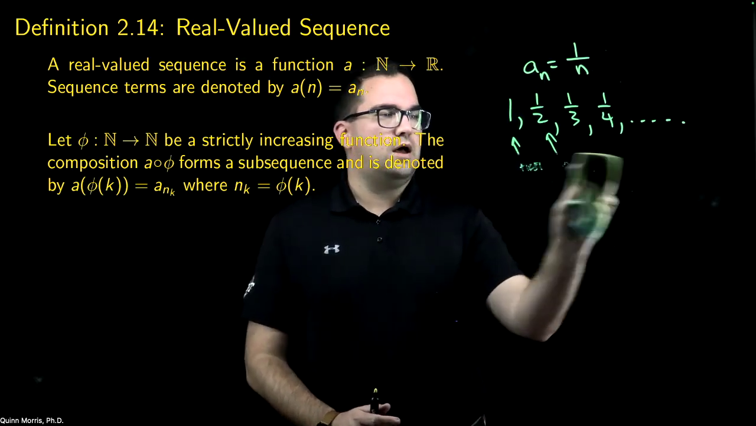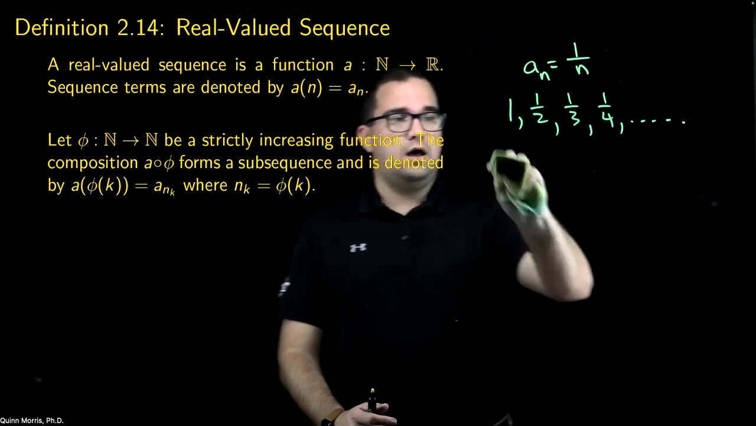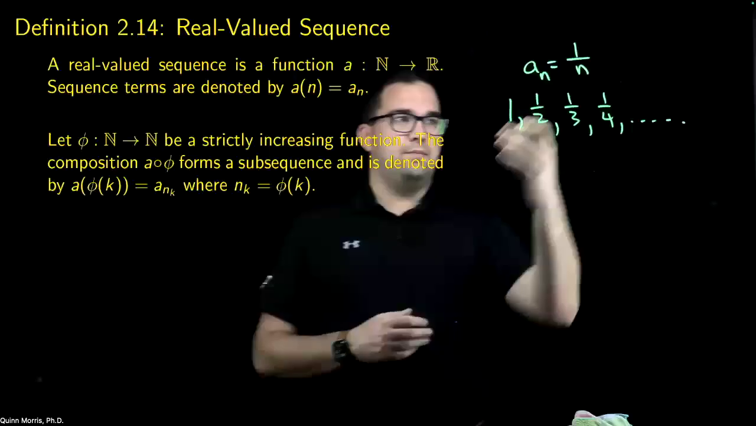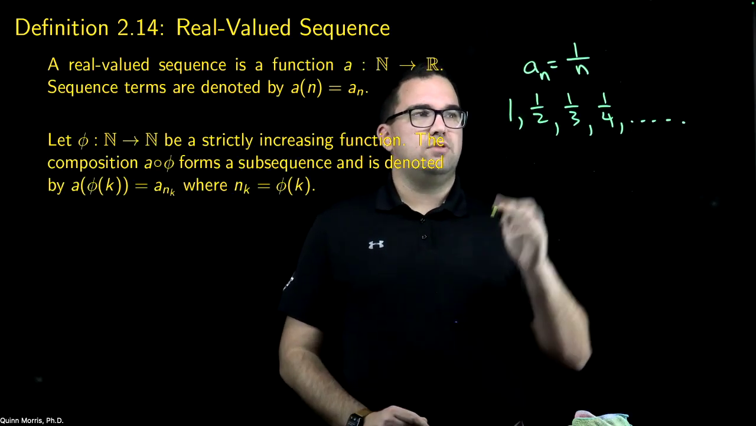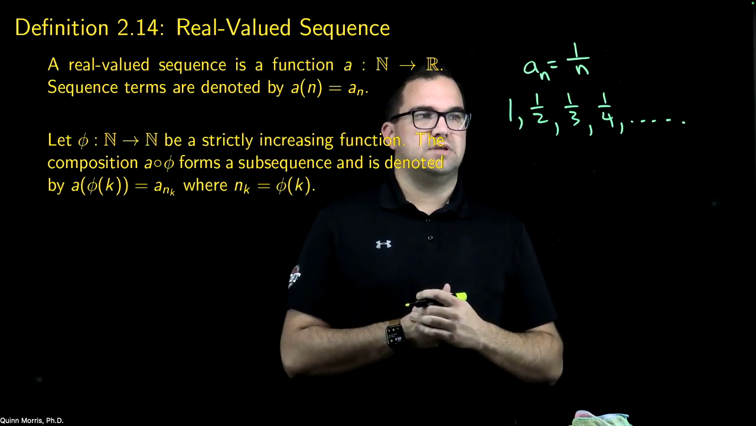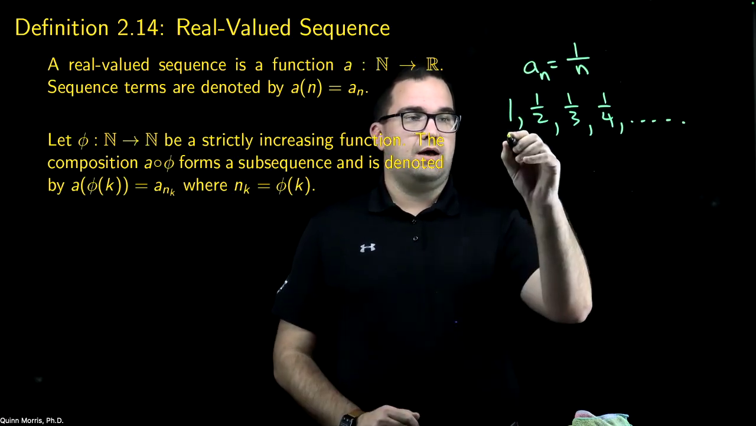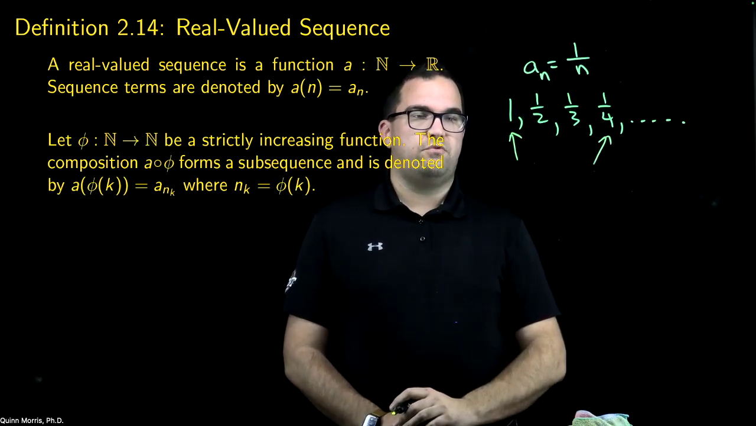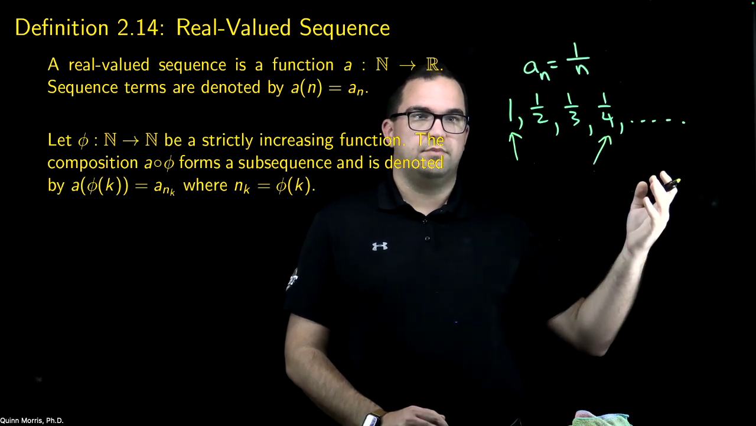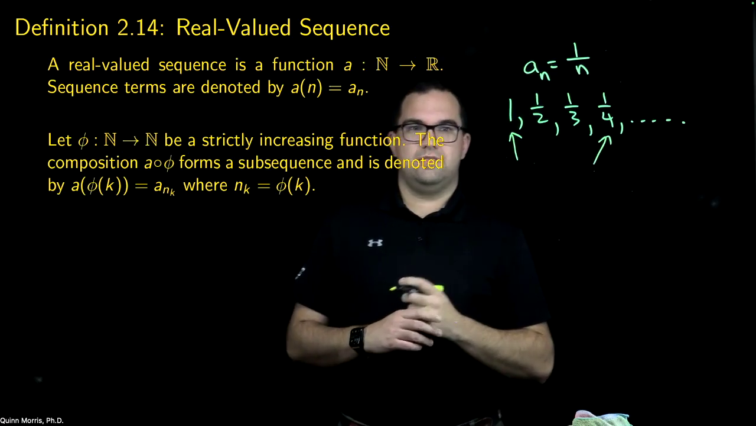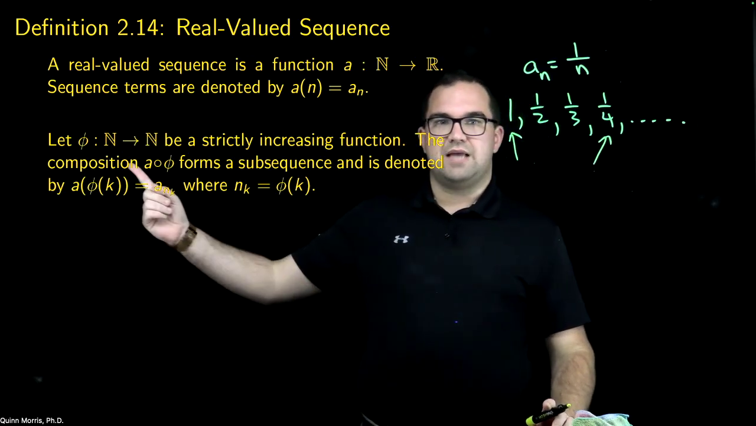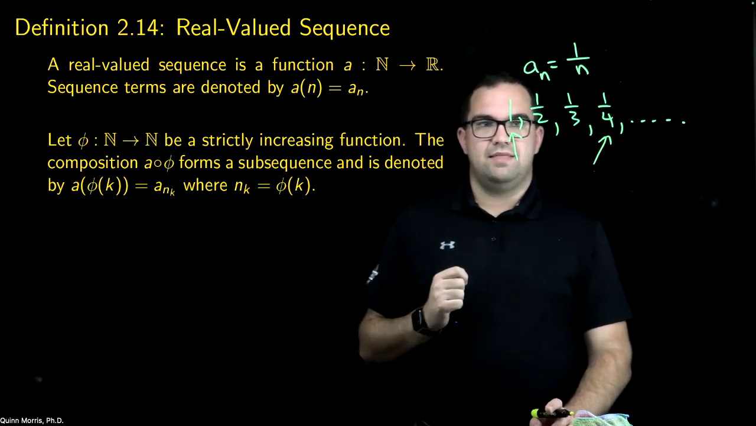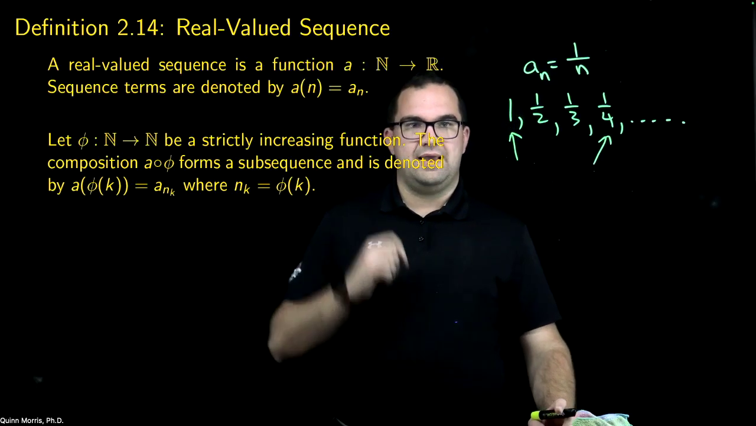Now, once we have a sequence, we may wish to look at some subsequence. So imagine, for example, I wanted to take this sequence and I only wanted to look at the n values that were, say, perfect squares. So I wanted to look at 1 over 1, 1 over 4, and so on and so on. I can do that, and the way I define such a subsequence is I pick a strictly increasing function phi from N to N, and then take the composition to form a subsequence.